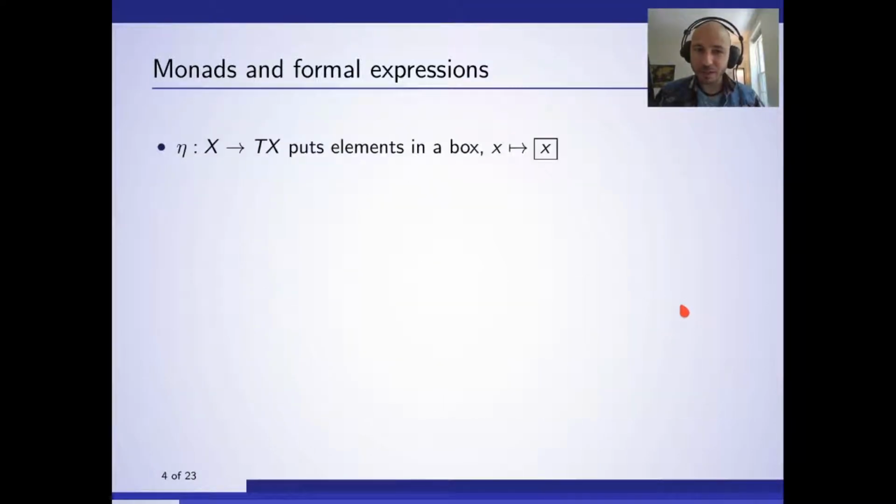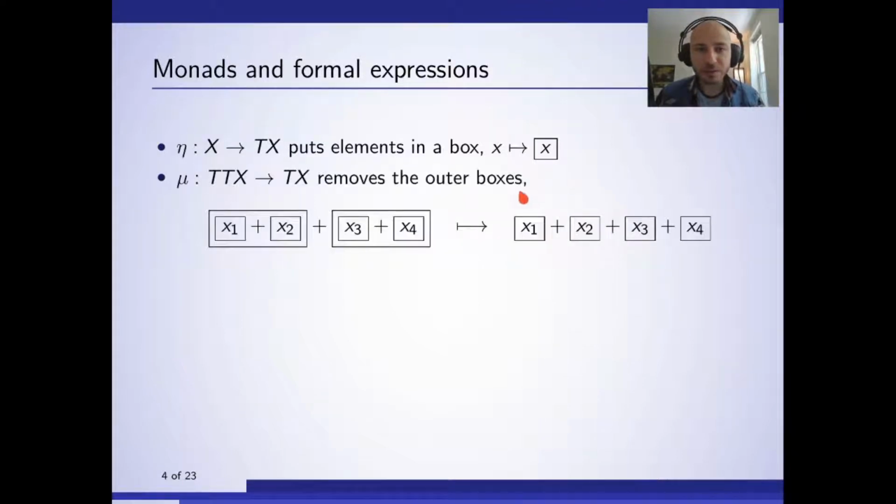So we also have a unit. So a unit is a way to take an element of x and just give a formal expression. In our picture, we can wrap this element around its own little box. And there is the multiplication, which takes formal expressions of formal expressions and flattens them to just formal expressions. So in our picture, we can just imagine that this removes the outer boxes, okay? And in particular, it equates the level of this plus and this other plus.